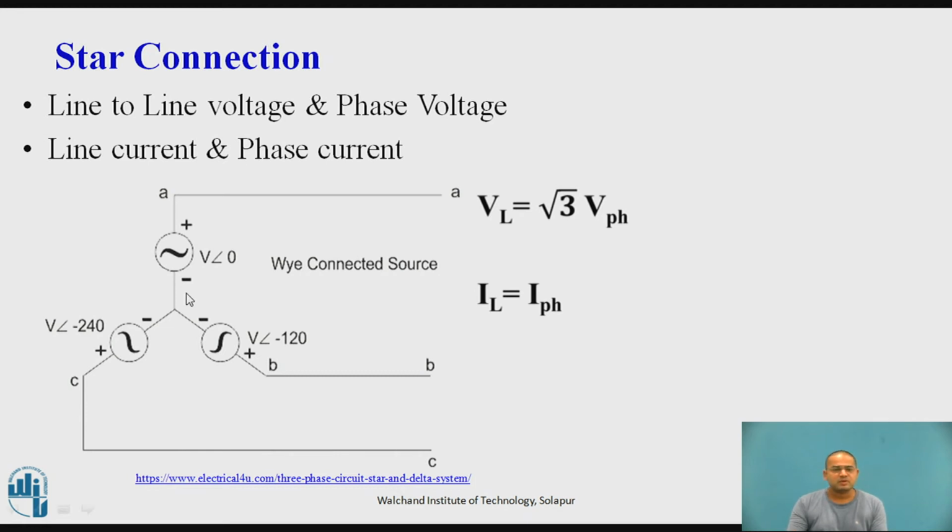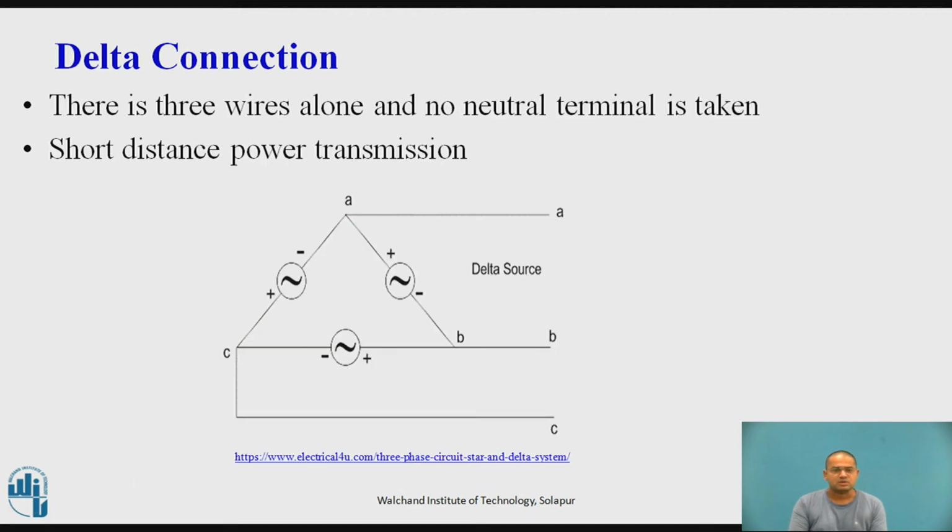In the star connection, the line current and the phase current are the same, and the line voltage is root 3 times VPH. So this is the kind of relation you can expect. That means the line to line voltage can be given by root 3 times the phase voltage. Phase voltage is the voltage with respect to the neutral. These are the relations you have in the star connection.